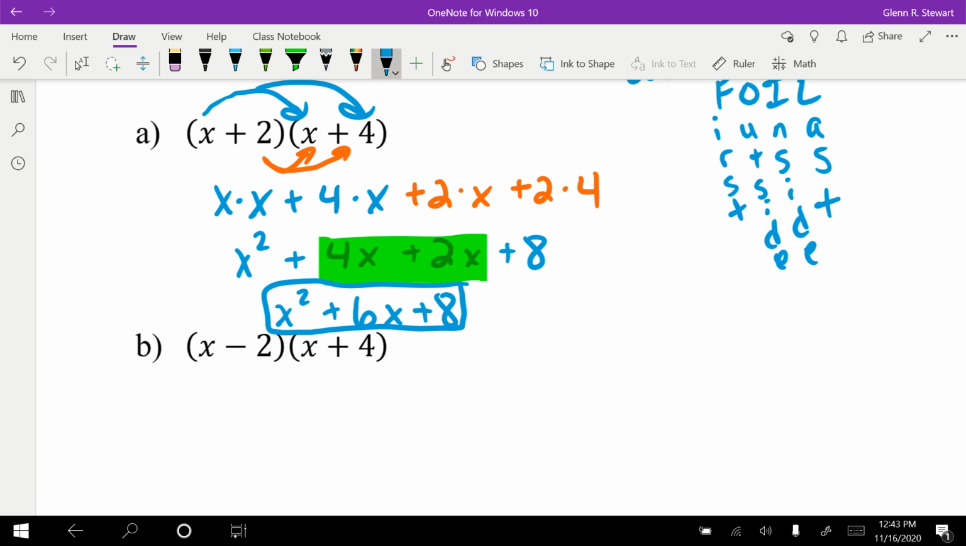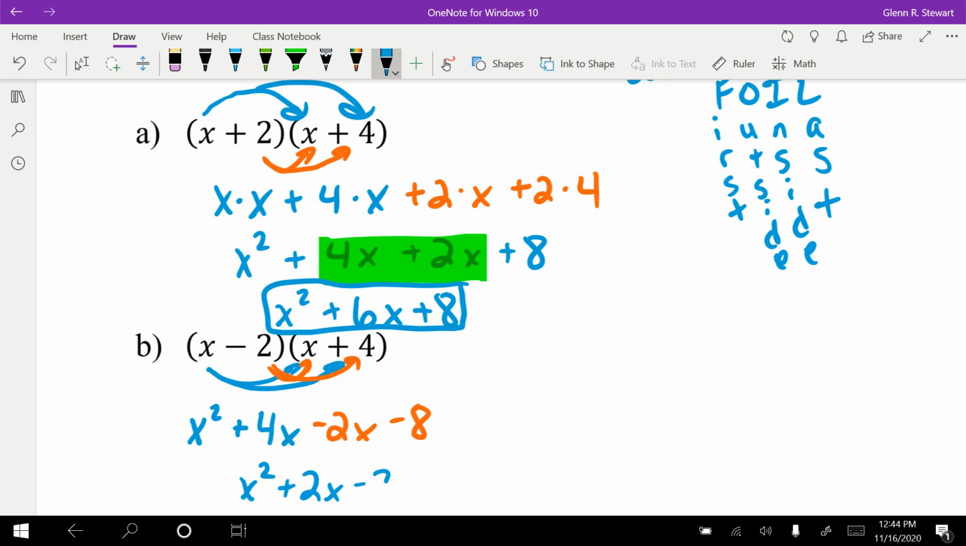Okay, when you double distributed the first one, did you get x times x, or x squared? Then x times 4, so plus 4x. And then negative 2 times x, and negative 2 times 4, which is negative 8. Simplify. You should get x squared plus 2x minus 8.